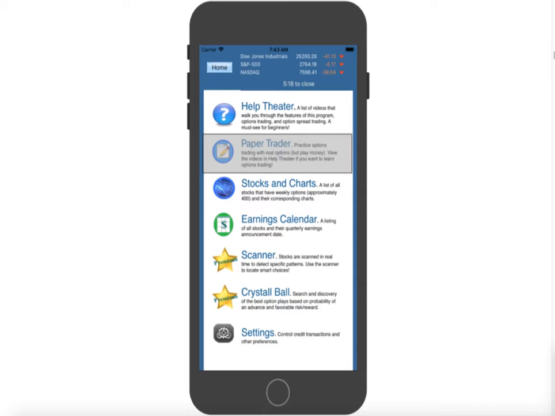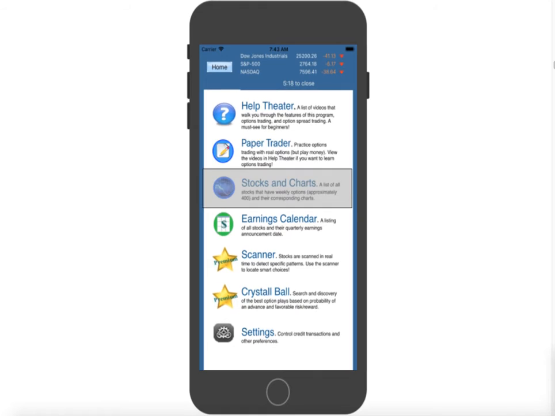Paper Trader is a trading simulator. Even though we don't trade real money, we're not a broker, you can trade play money with real-time data. It's very exciting. Stocks and charts, you'll be using a lot. I'll show you that in a minute. Earnings calendar is a calendar schedule of all the earnings dates of each stock, at least the ones in the next couple weeks.